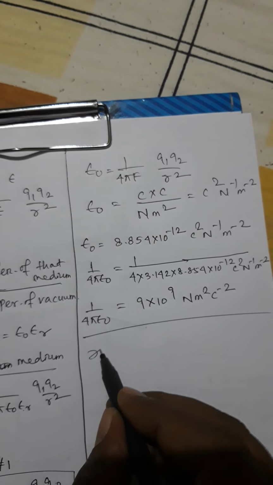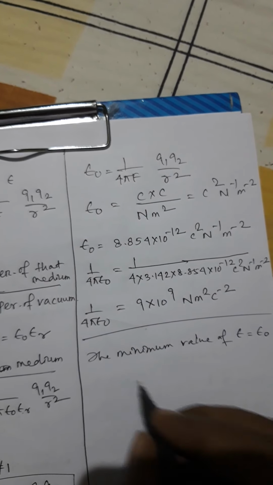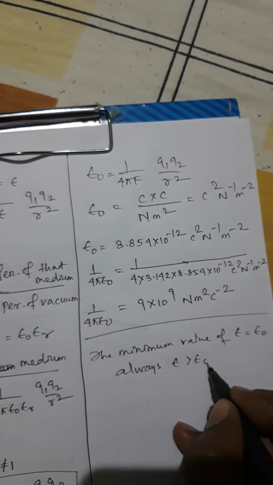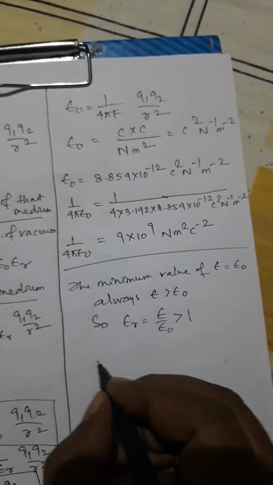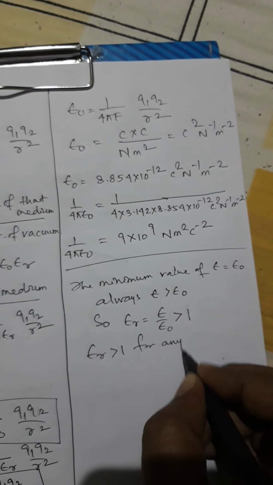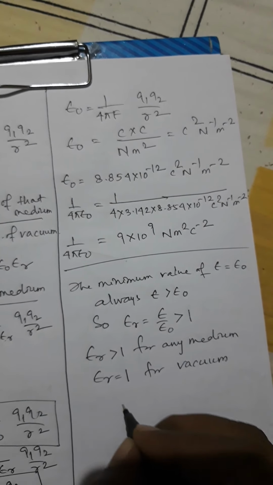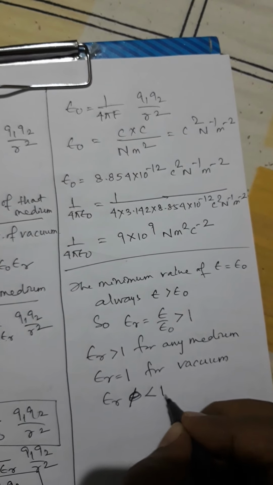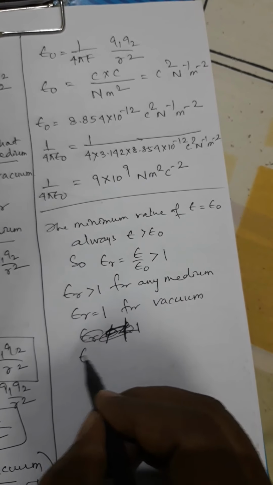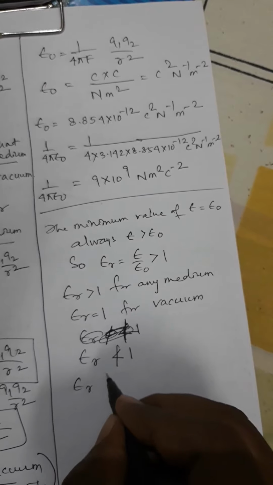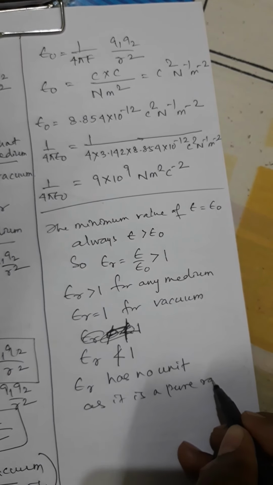First of all, we know that the minimum value of epsilon is epsilon naught, and always epsilon is greater than epsilon naught. So epsilon r is equal to epsilon by epsilon naught, which is always greater than 1 for any medium, but epsilon r is equal to 1 for vacuum, and epsilon r can never be less than 1. Epsilon r has no unit, as it is a pure ratio.